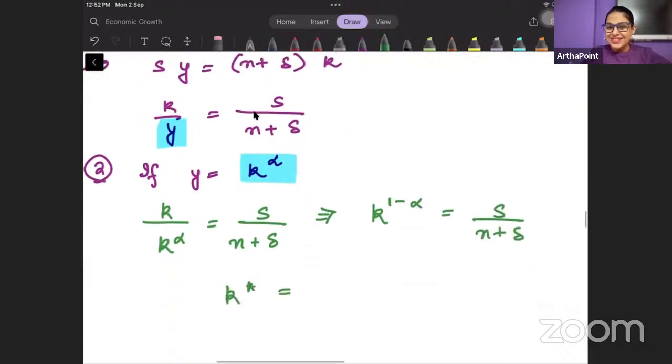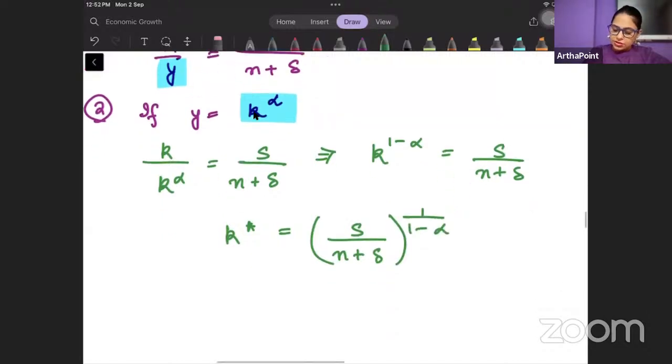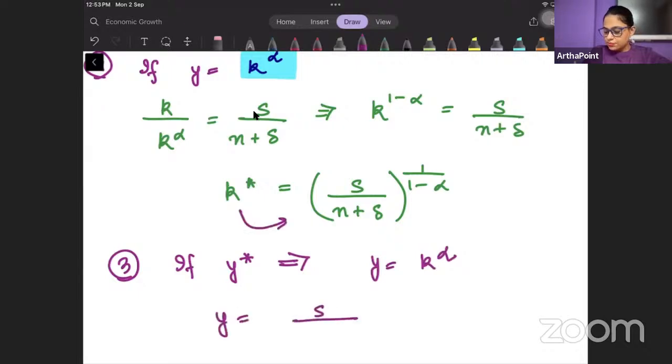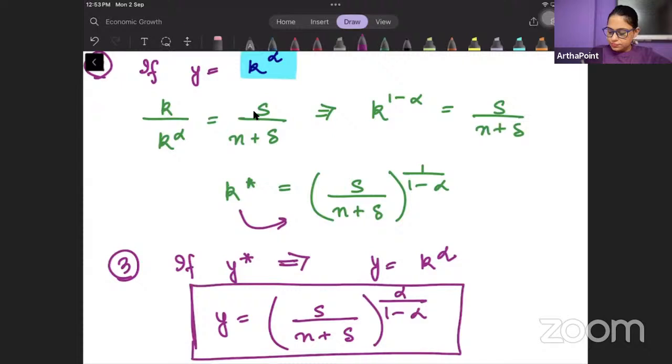And you can find the steady state value of capital: s upon n plus delta to the power 1 upon 1 minus alpha. Right? Step number 3. If they ask you to find the steady state value of output, so output is k to the power alpha. k is this. So output will be s upon n plus delta to the power alpha upon 1 minus alpha. This will be the value of y. So we can go ahead and find all three things. We can also know what the steady state level of capital is, what the steady state value of output is, and what the capital to output ratio is.